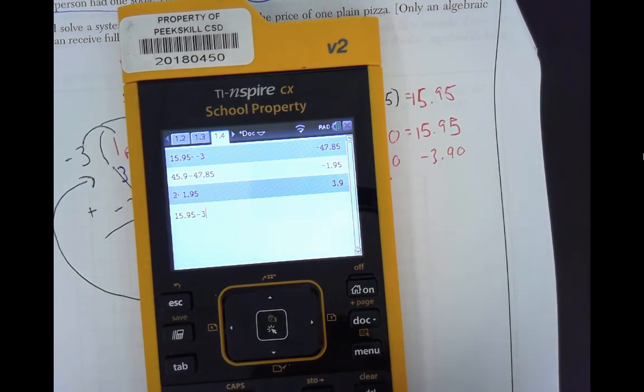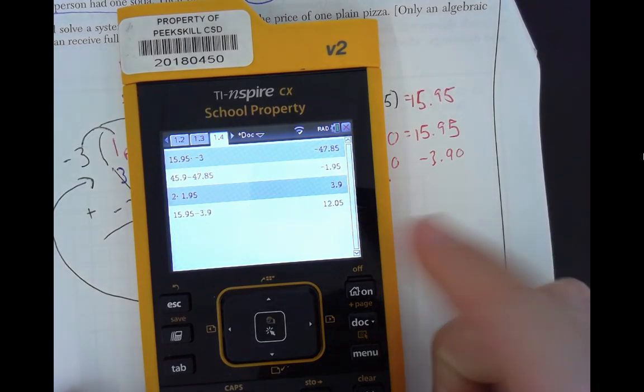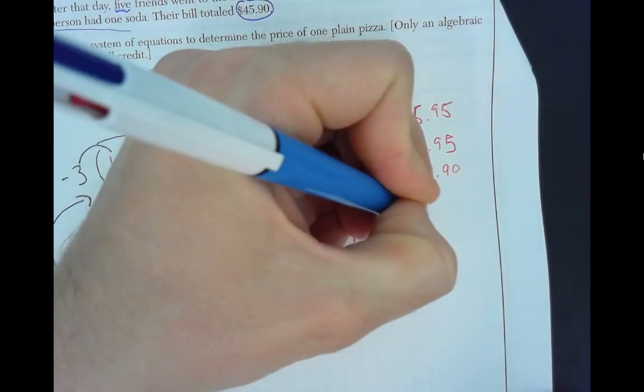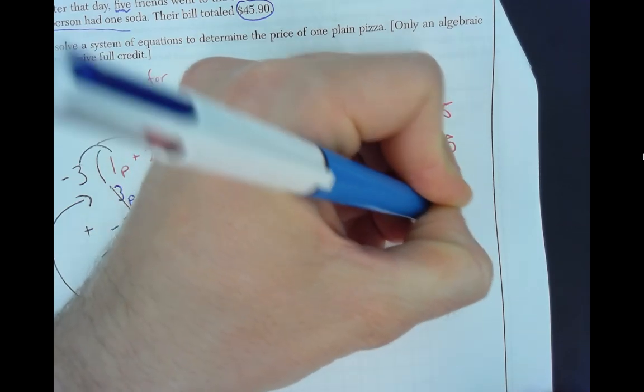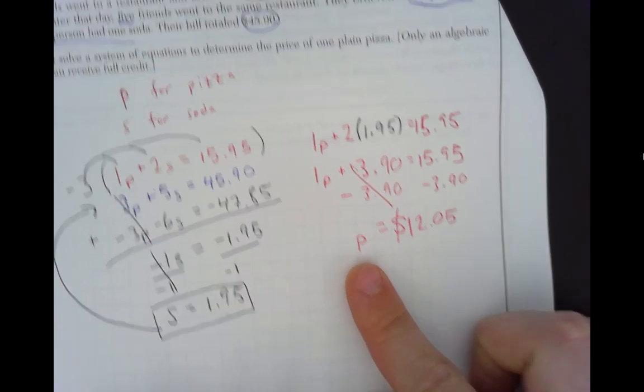By the way, I'm going too fast. Like, pause the video, right? Feel free to pause, go back wherever you need to. No harm in that. 12.05 is my answer. And that is $12.05 for one pizza.